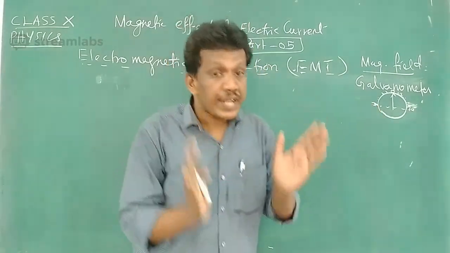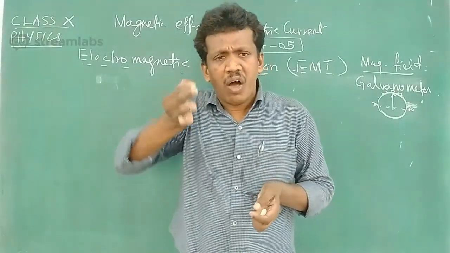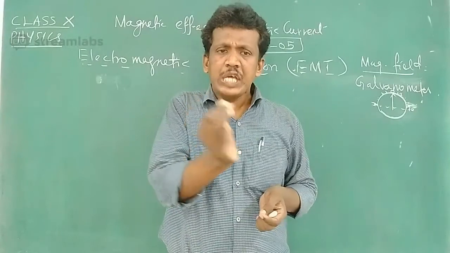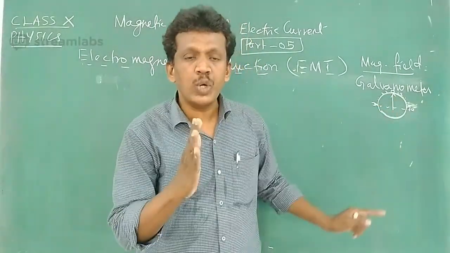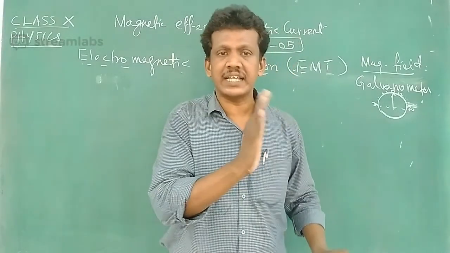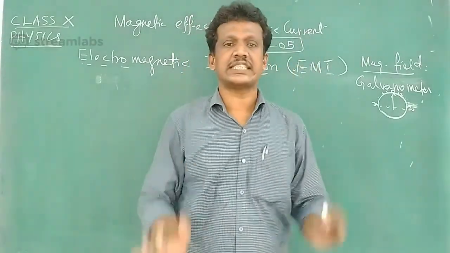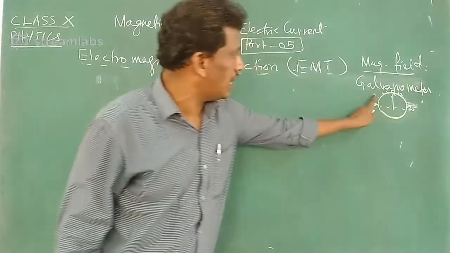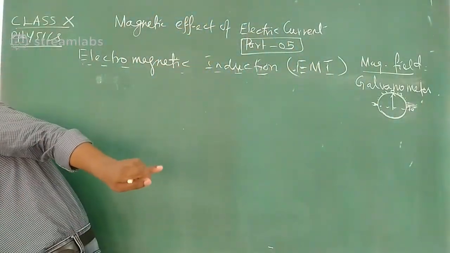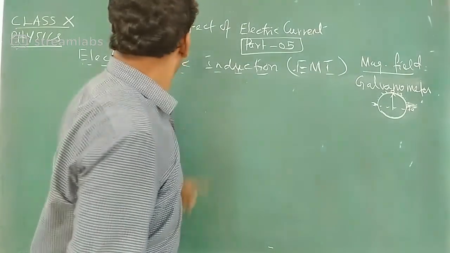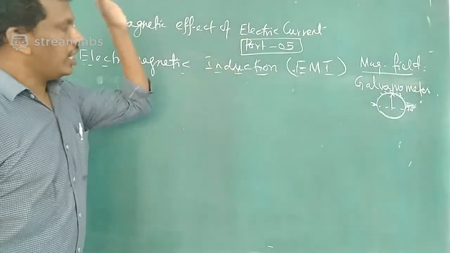Galvanometer, it is very sensitive. Even a small current, maybe micro or nano ampere flowing, you can still identify it. How can you identify? When there is a deflection, either left or right, yes, current is flowing in the circuit. That is the galvanometer. I think these are the very important points I want to discuss with you. So let me start. Now, electromagnetic induction.